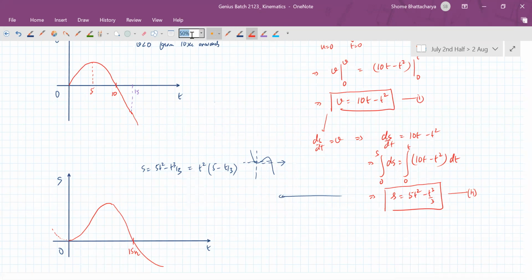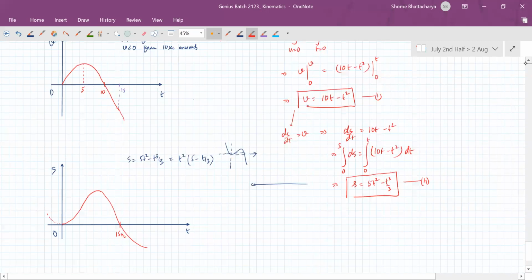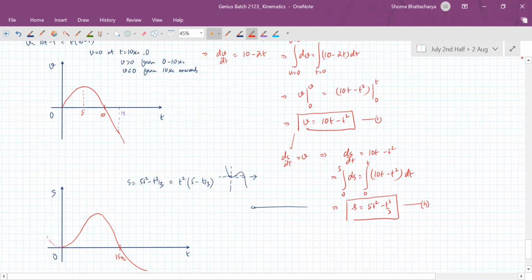So this graph plotting is not compulsory here, at least not in the question that I've given you. But of course, at JEE level, you can get a question where you have to select the graphs for the given. Suppose this is given, and one part of the question is that 4 graphs are given and you select the correct graph for displacement versus time.